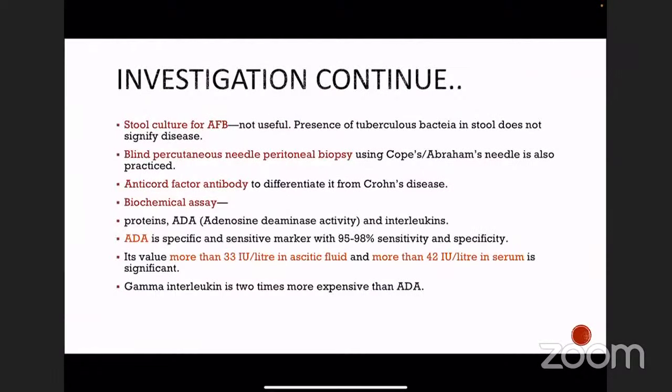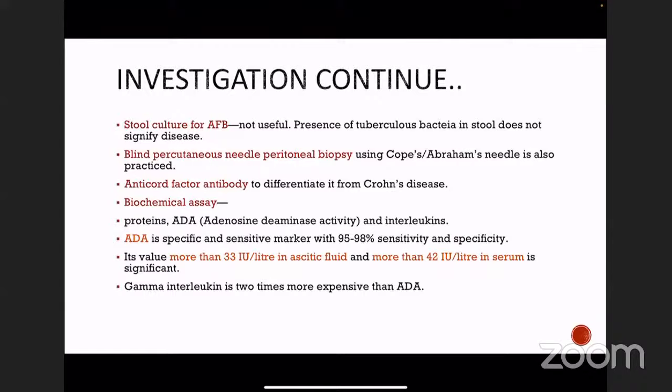So another investigation, other than all this, CT, barium study or colonoscopy, FNAC, biopsy, what other study you can do is, after taking a biopsy or any fluid, or you can also take stool, other than fluid and biopsy material. You can send the stool for the AFB culture, but it is not that specific for the diagnosis, as presence of TB bacteria in stool does not signify the disease.